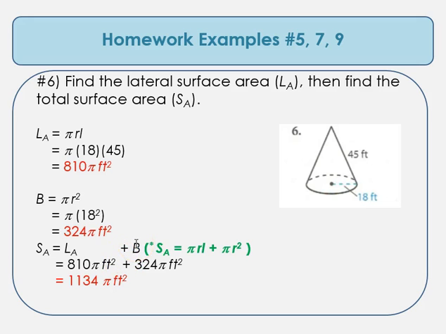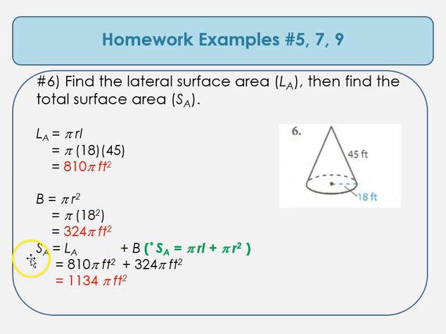Numbers 5, 7, and 9, they ask you to find the lateral surface area and then find the total surface area. Number 6 is the cone. Lateral surface area is, for a cone, pi times the radius times the slant height. So that'll be pi times 18 times 45, which is 810 pi feet squared. Now we'll solve for the base. And the base is pi r squared. That's the area of a circle, and that's pi 18 squared, which is 324 pi feet squared.